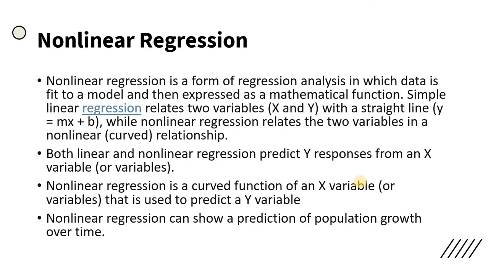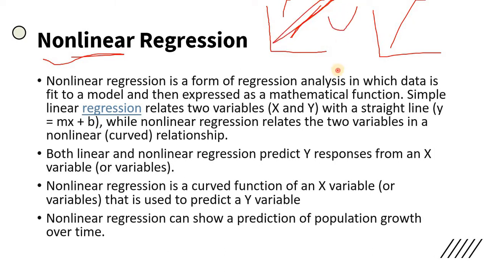Next is nonlinear regression. Nonlinear regression is a form of regression analysis in which data is fit to a model and then expressed as a mathematical function. Simple linear regression relates two variables x and y with a straight line, y equals mx plus b, while nonlinear regression relates two variables in a nonlinear or curved relationship. In linear regression we draw a straight line. In multilinear regression we draw multiple straight lines. But in nonlinear regression, as the name suggests, the line is not linear. We draw some curved lines.